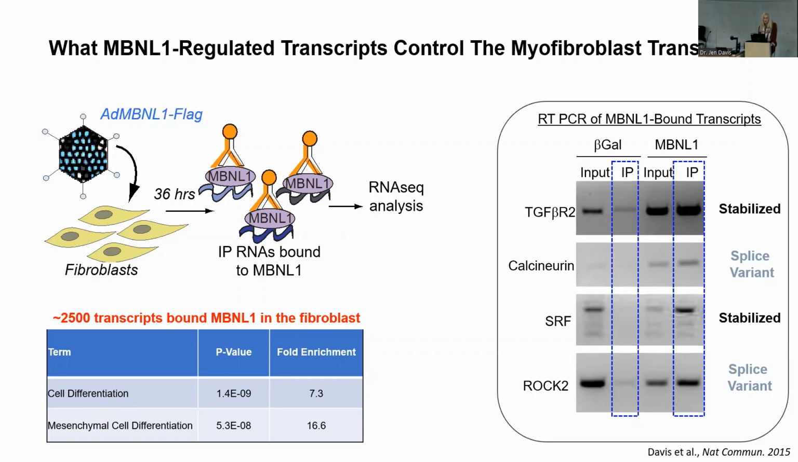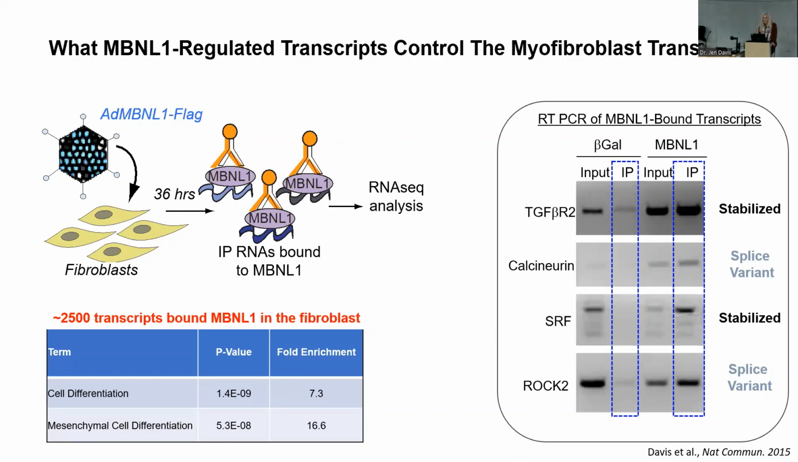What we found from this assay was about 2,500 transcripts are actually bound by this protein, and most of those transcripts are enriched for the cell biological processes of differentiation, and more importantly, mesenchymal cell differentiation. This is really exciting because it fits all of our stepwise data that I've shown you in previous slides.